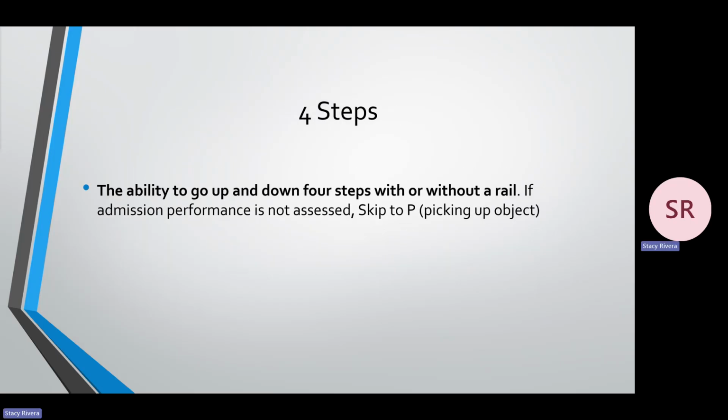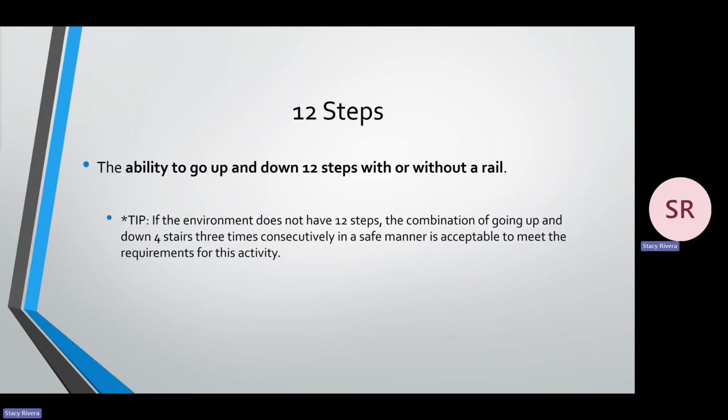4 steps. The ability to go up and down 4 steps with or without a rail. If the admission performance is not assessed, you're going to skip over. You're not going to go on to 12 steps, right? Because it wouldn't be applicable here. 12 steps, the ability to go up and down 12 steps with or without a rail. A lot of our residents aren't doing that before they get here, but some are.